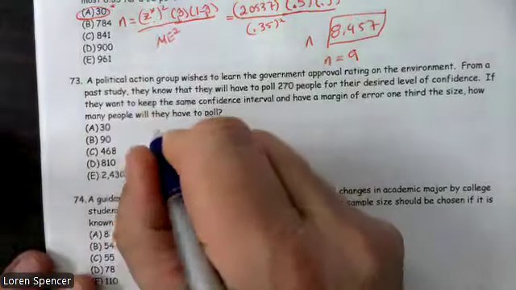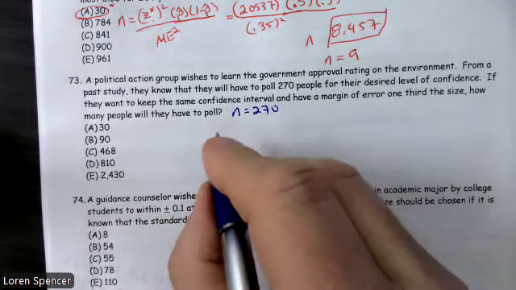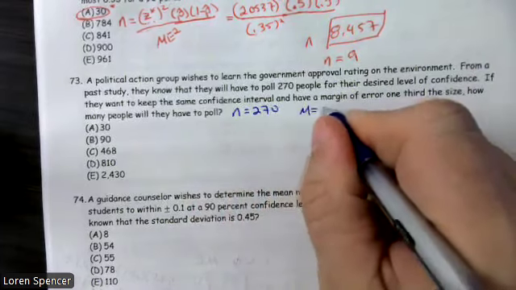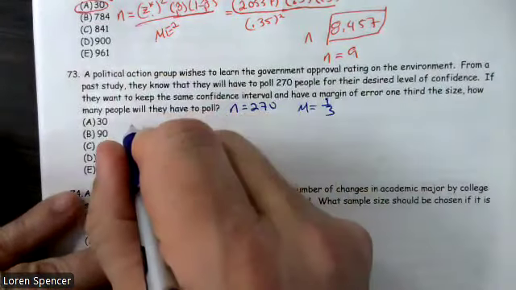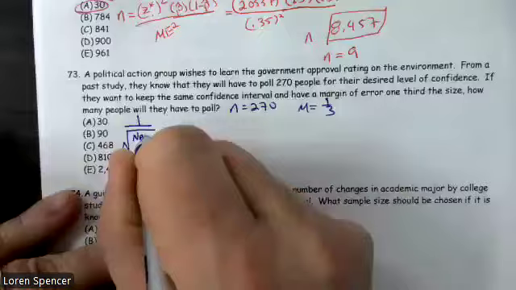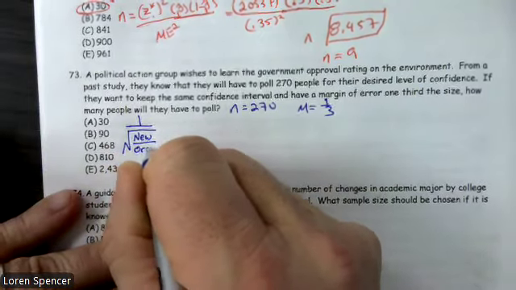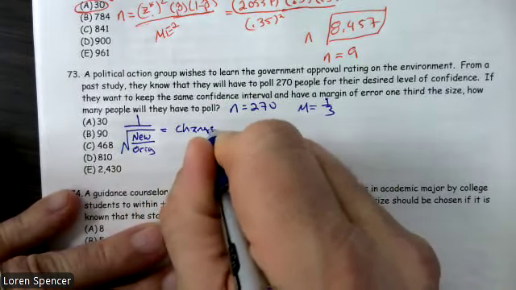So they know that this is what their original sample size is. Their original sample size is 270. And they want to have an ME equal to 1/3 of what they originally had. So in this case, we're going to use kind of my special formula that I came up with a few years ago for my students because they struggled with this type of problem. Basically the formula is 1 over the square root of the new over the original equals the change in width.